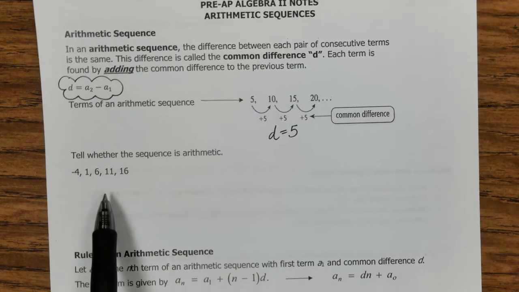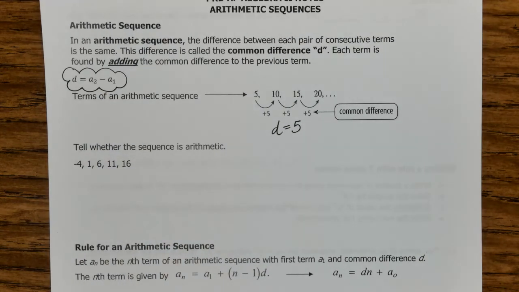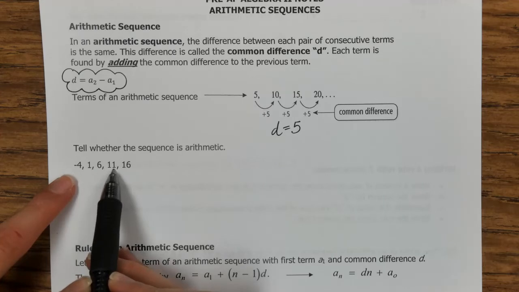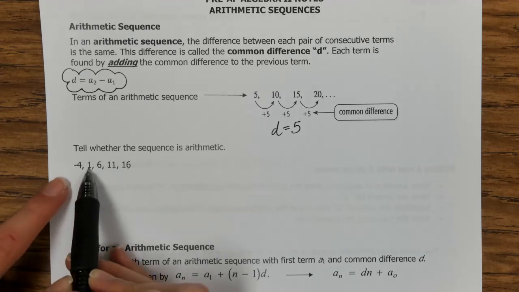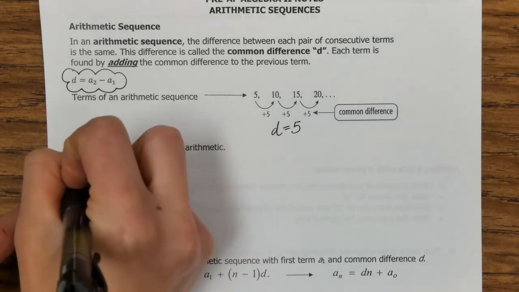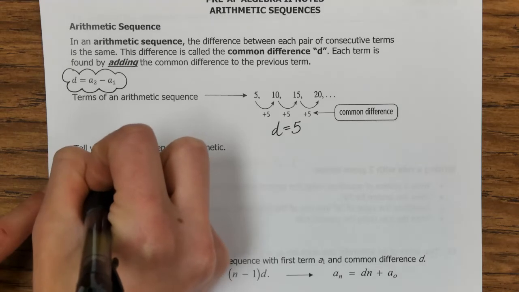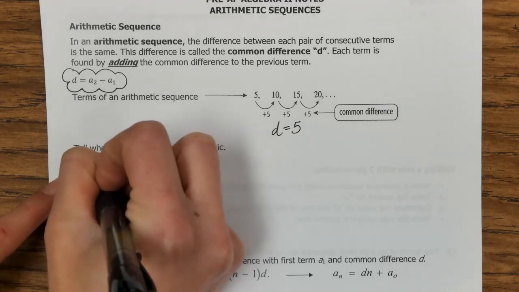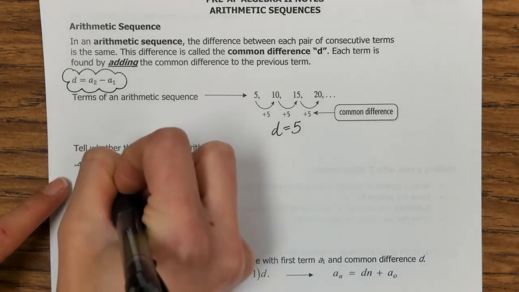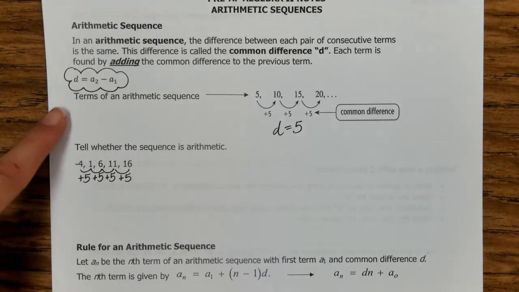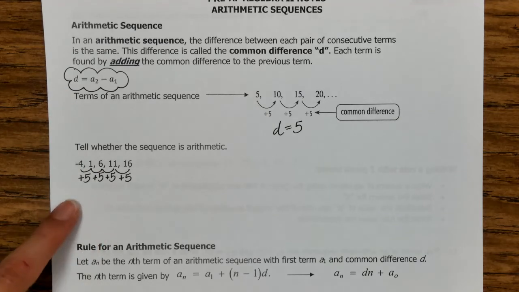Alright, so there's going to be a section on your worksheet where it asks to determine if it's arithmetic or not. So it has to be adding or subtracting the same amount each time. So from -4 to 1, what am I doing? I'm adding 5. From 1 to 6, from 6 to 11, 11 to 16, plus 5.